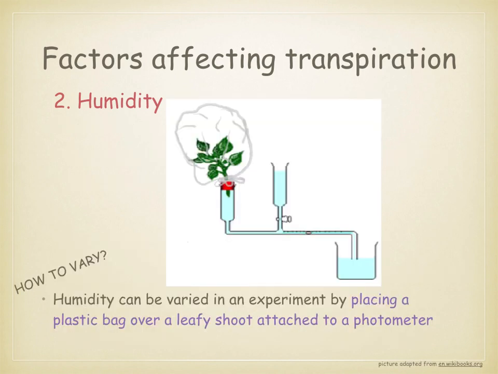So how can you vary the humidity in an experiment? Well, you'd place a plastic bag over a leafy shoot that's attached to a potometer. Then you need to take a number of readings as the humidity in the bag increases. The results should show that the rate of transpiration slows down as the humidity increases.